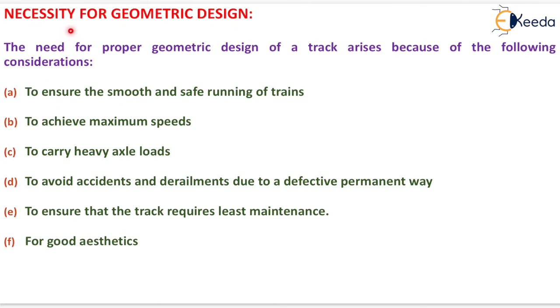Now, necessity for geometric design. The need for proper geometric design of a track arises because of the following considerations. The first one is to ensure the smooth and safe running of trains. Next one is to achieve maximum speed. Another one is to carry heavy axle loads. The next one is to avoid accidents and derailments due to defective permanent way. Another one is to ensure that the track requires least maintenance, and the last one is for good aesthetics.